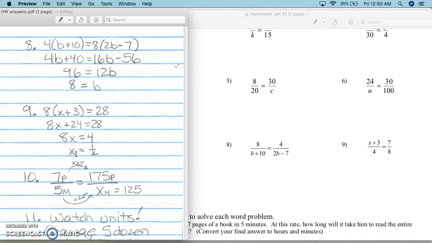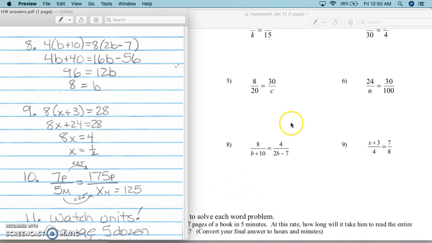Number 9, we're going to cross multiply again. 8 times x plus 3 equals 7 times 4 is 28. So 8x plus 24 is 28. Subtract 24 from both sides. 8x equals 4. Divide both sides by 8 and reduce. X equals 1/2. All right, now the story problems.